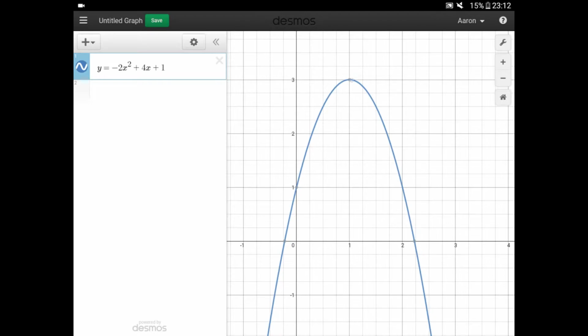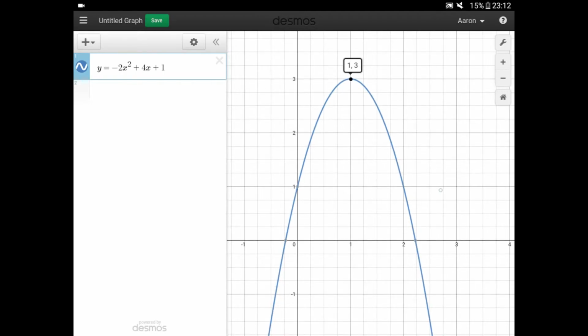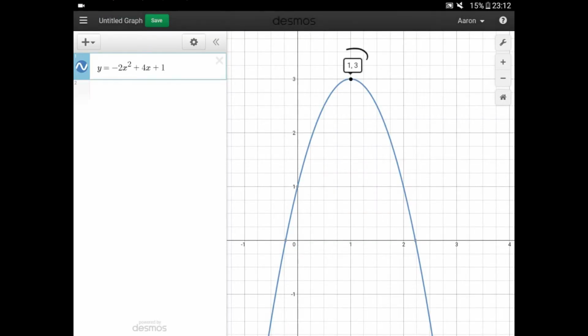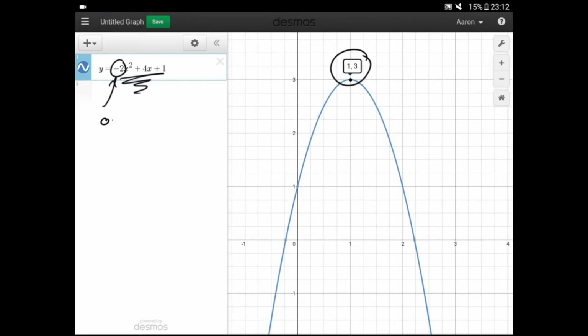Now for this one, it's difficult to know why this is at 1, 3. It was easy to see before. It's difficult to see why this would be 1, 3 from these numbers here. There's no direct observation we can make. However, if we look at this minus 2, one thing we notice is that it's negative. So this graph opens down.